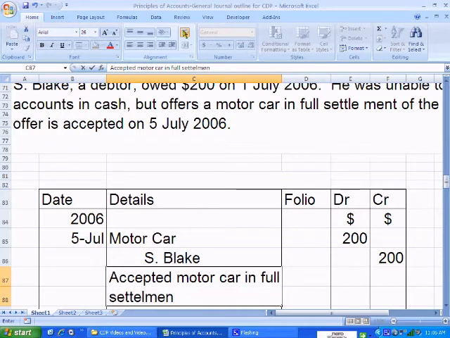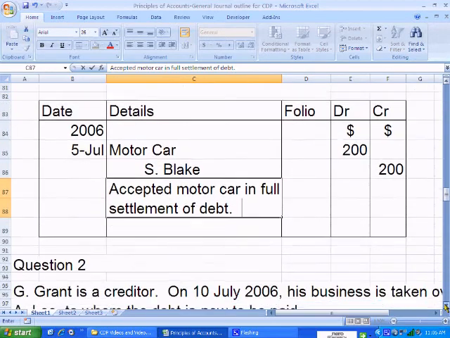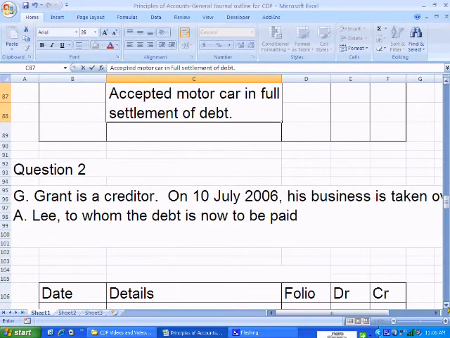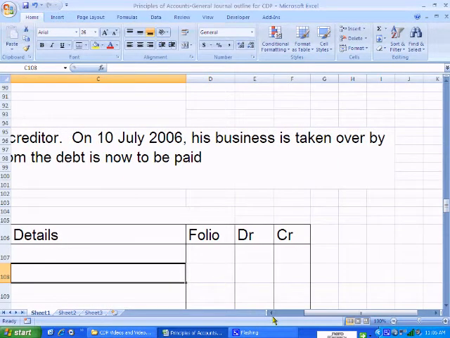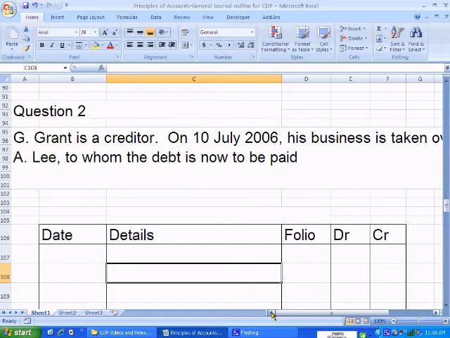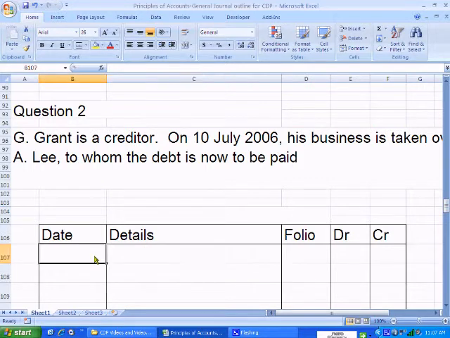Next thing, question 2 says G. Grant, a creditor, is a creditor on the 10th of July 2006. His business is taken over by A. Lee, to whom the debt is now to be paid. How will this be done? We're going to have 2006, July 10, G. Grant, the creditor.